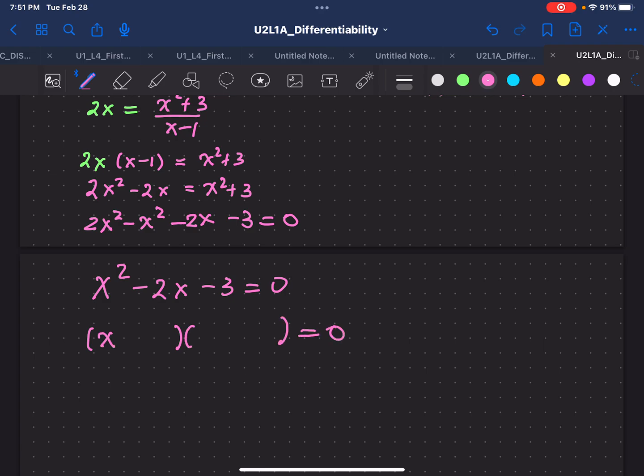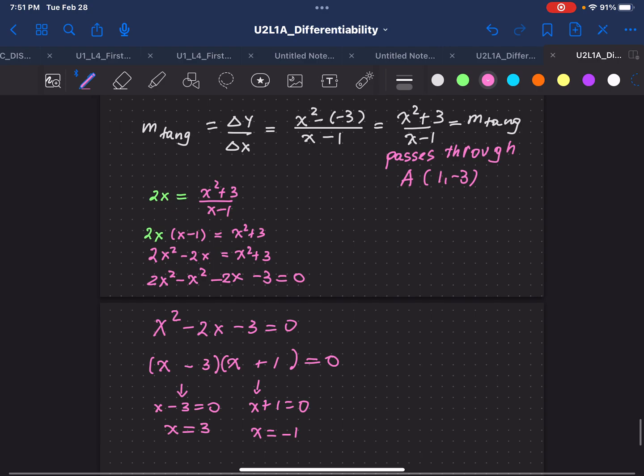So x will be the first term. Two numbers that multiply to negative 3 but have a sum of negative 2 must be negative 3 and positive 1. So that means that either x minus 3 is 0, which will make x equal to 3, or x plus 1 is 0, which means that x must equal negative 1.